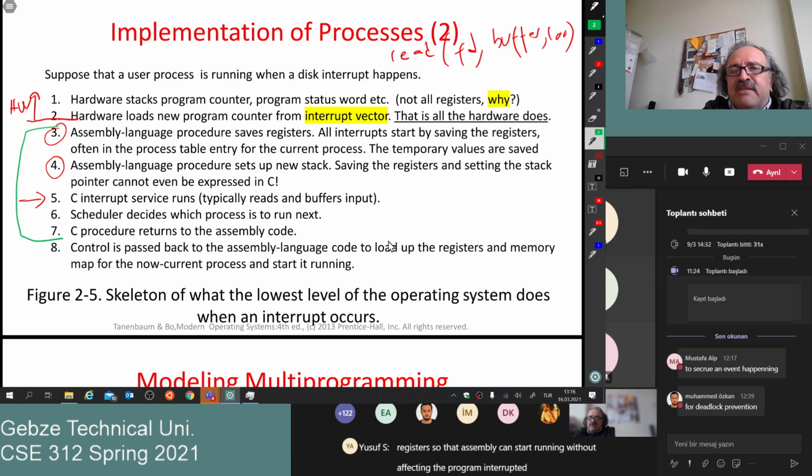Now assembly knows that the program counter was saved and the program status word was saved. I'm going to save them to the process table anyway, but I am going to save all the others. While the assembly language procedure is doing this, it is very careful not to modify unsaved registers. But assembly language couldn't do anything without modifying the program status word or program counter. But I know that those are already saved by the hardware.